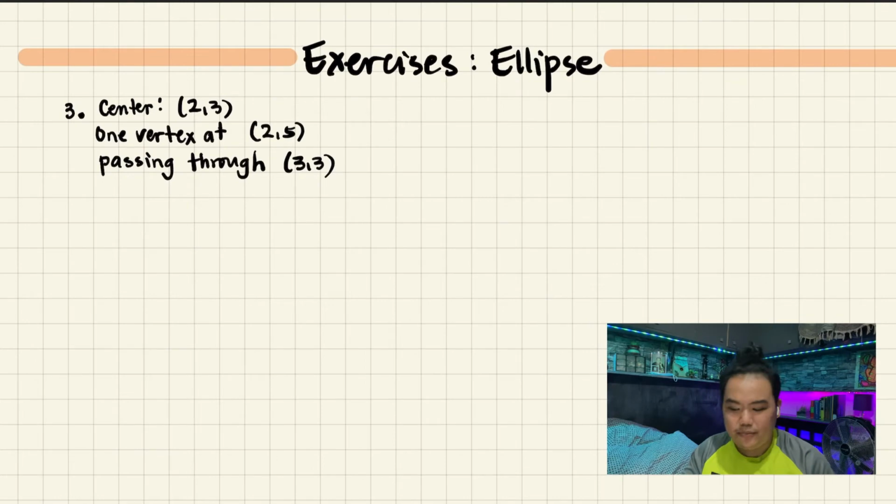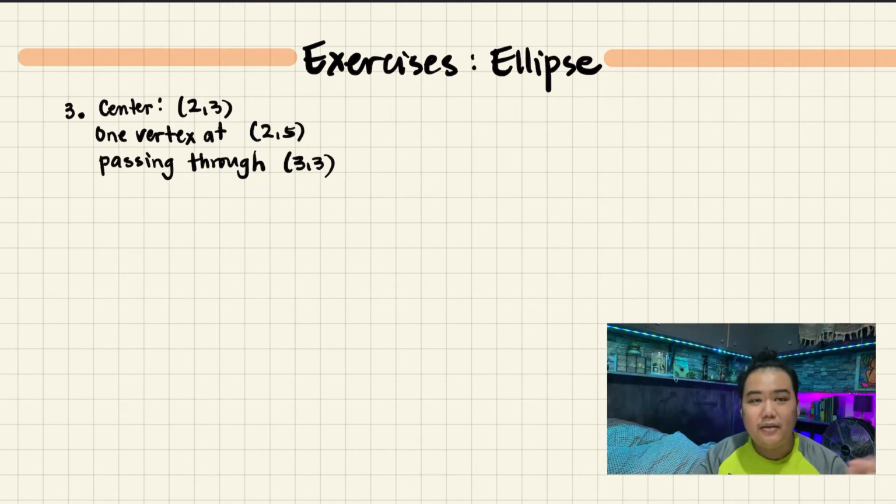Let's proceed with number 3. Actually, paulit-ulit lang gagawin natin. Orientation muna, the center, what is A, what is B. Ganun lang yung gagawin natin lagi pag naghahanap ng equation ng ellipse.